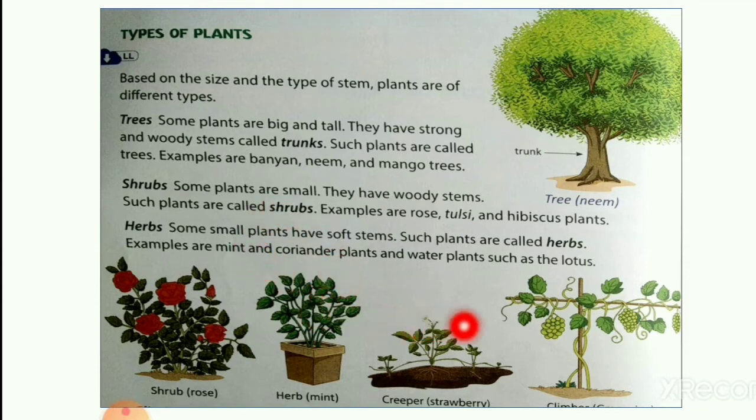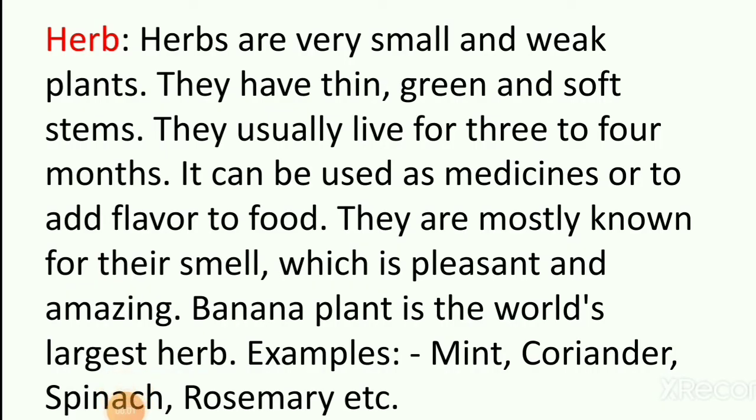Then the next example is given, coriander. We use coriander in our kitchen. That coriander plant is said to be a herb. Then water plants such as lotus. Lotus is one type of herb. Many herbs we use in our kitchen, for example mint, coriander, etc. Herbs are very small and weak plants. So these plants are very small in size and they are very weak. Okay, we should be careful with them.